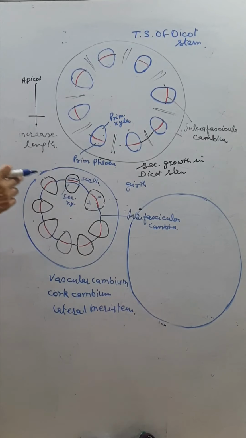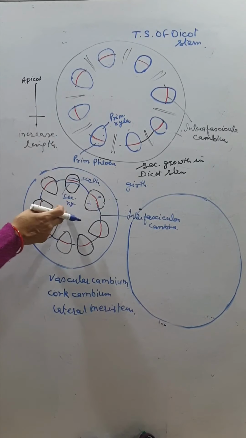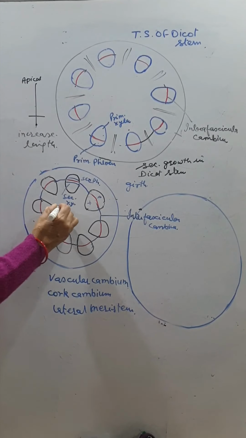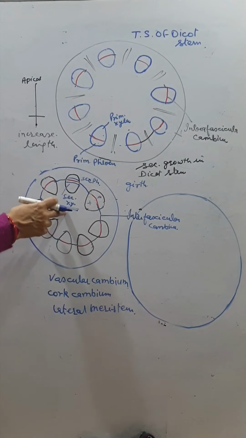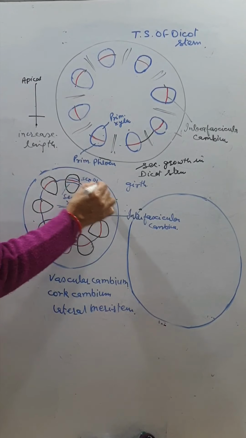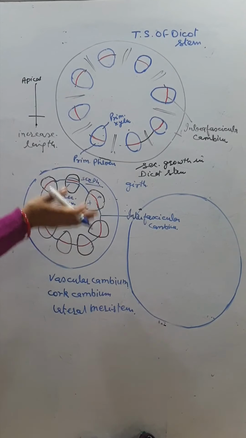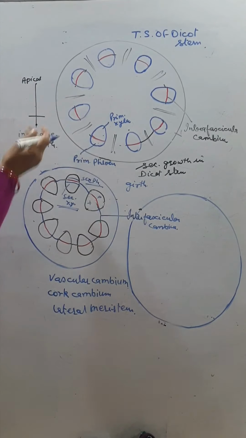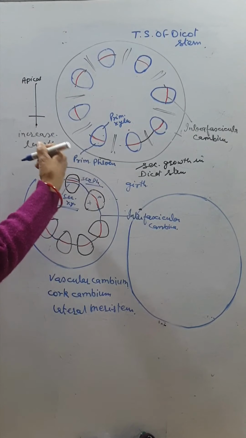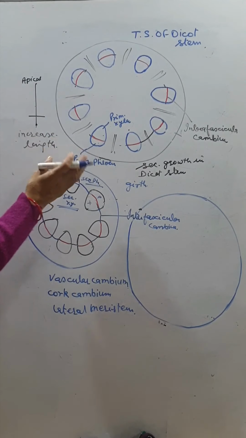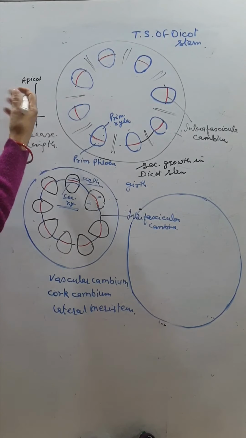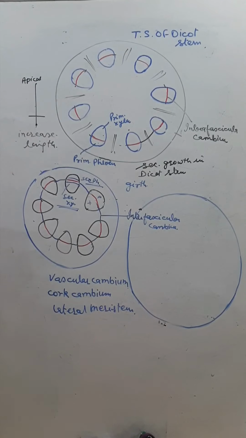Just outside the secondary phloem, the primary phloem is already there. But due to the activity of the cambium, the growth of the secondary xylem inside is more than the secondary phloem. So the secondary xylem pushes inside and the secondary phloem pushes the outer tissues towards the periphery.